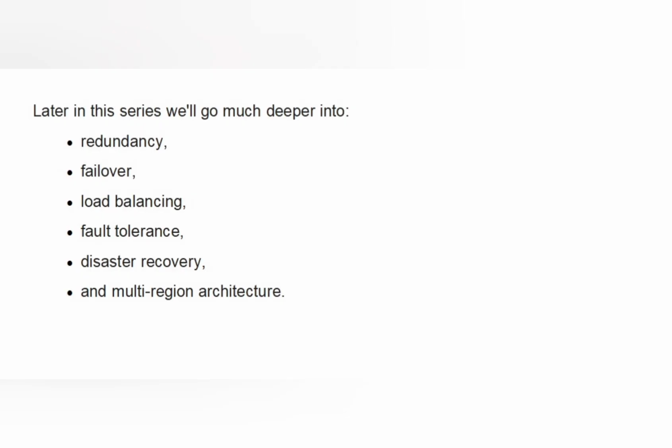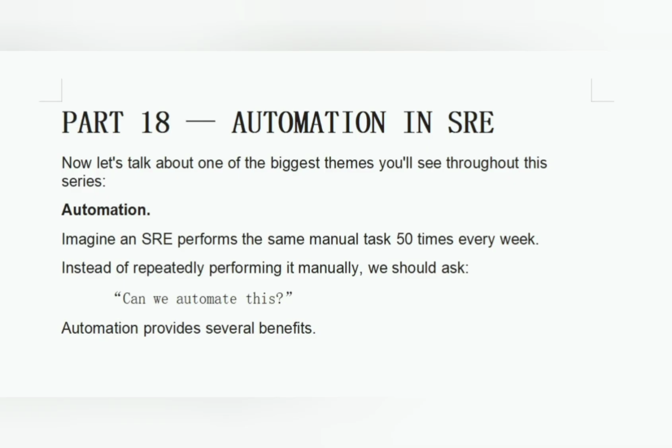Later in this series, we will go much deeper into redundancy, failover, load balancing, fault tolerance, disaster recovery, and multi-region architecture. The next part is automation in SRE. This is one of the biggest themes you will see throughout this series. Imagine an SRE performs the same manual task 50 times every week. Instead of repeatedly performing it manually, we should ask, can we automate this?